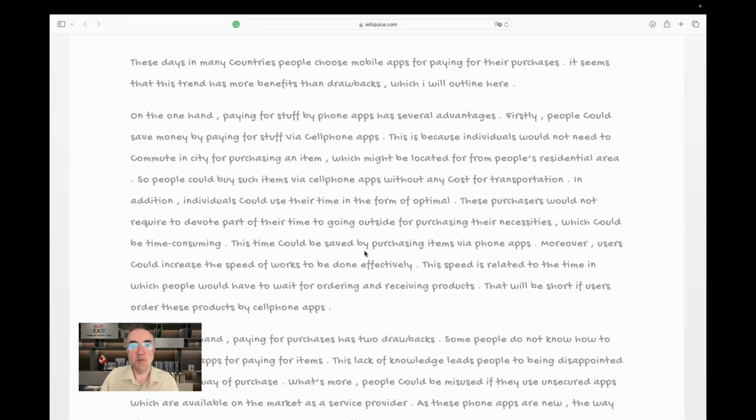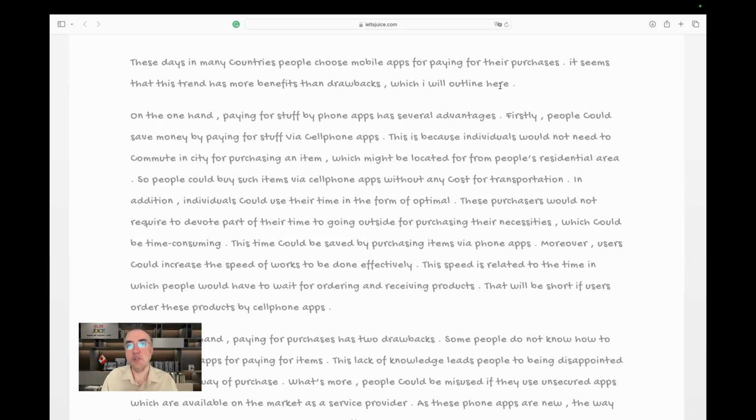These days, in many countries, I need a comma here because people is the subject of the sentence. People choose mobile apps for paying for their purchases. It's very formal, and that's okay. It seems that this trend has more benefits than drawbacks, which I will outline here. It's very good. It's very, very good. I totally understand the concept.